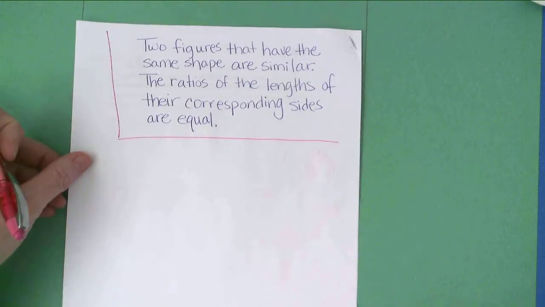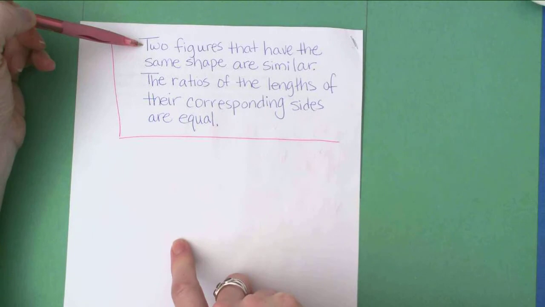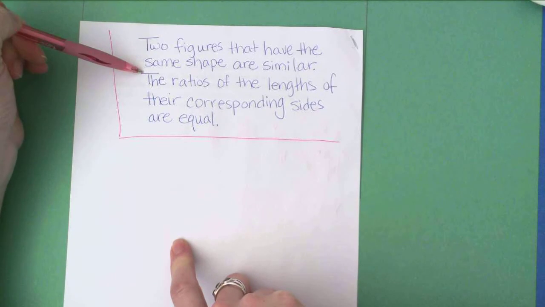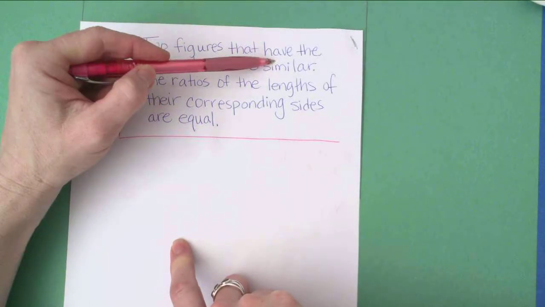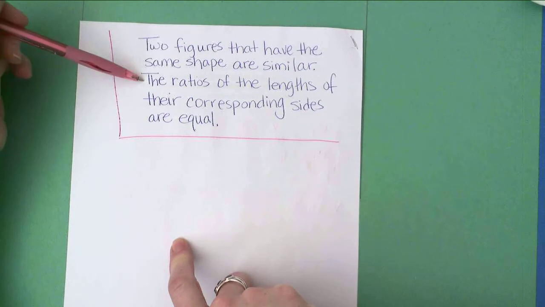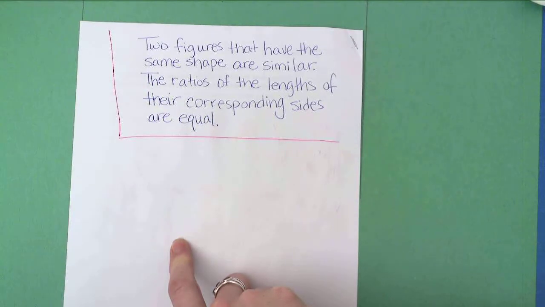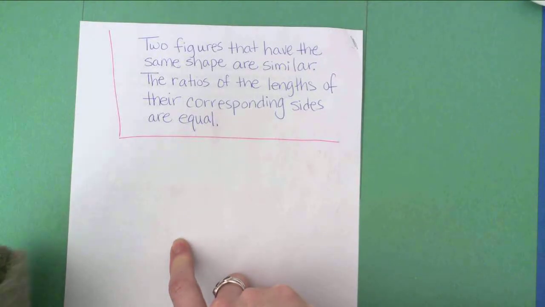Our side work is going to involve this statement. Two figures that have the same shape are similar. You probably remember studying similar triangles. Now the ratios of the lengths of the corresponding sides will be equal. So if you have two similar shapes, then you may set up ratios of the corresponding sides of those shapes.